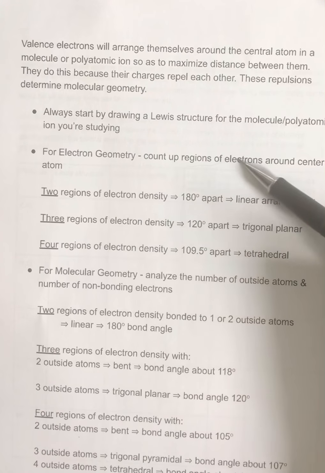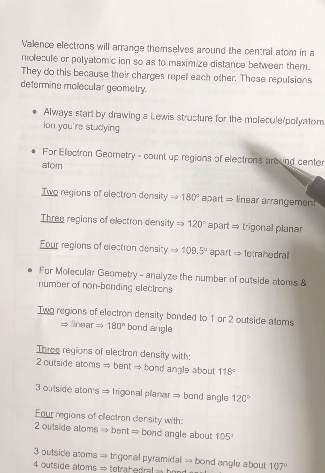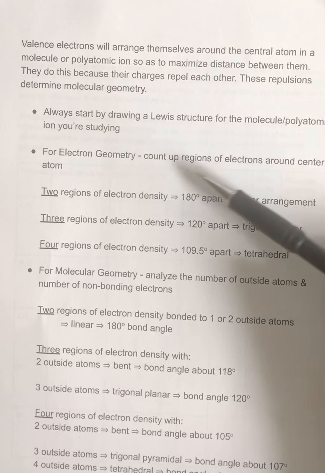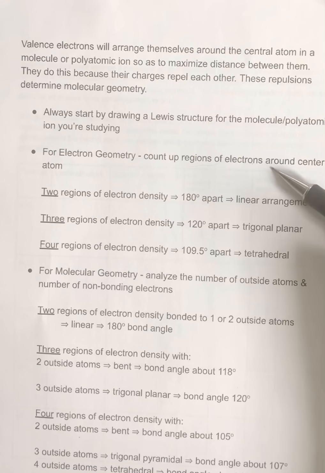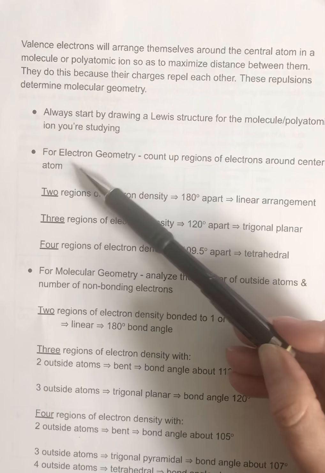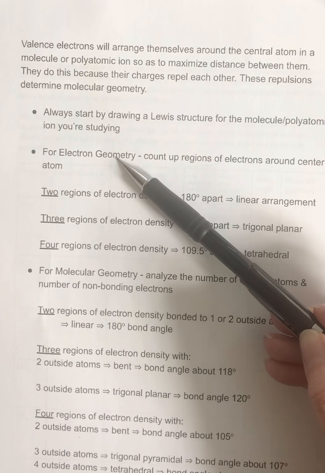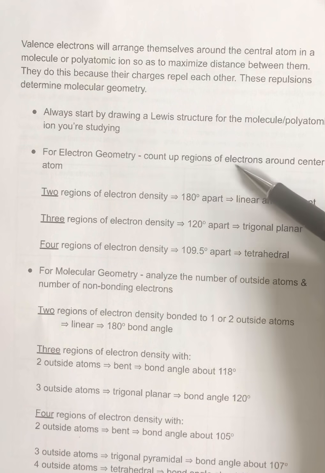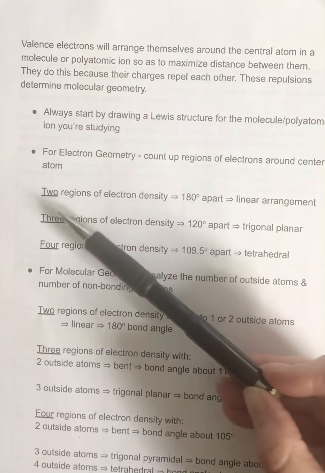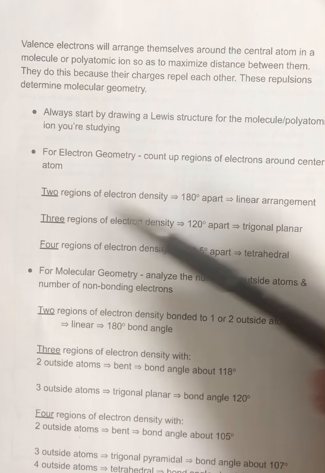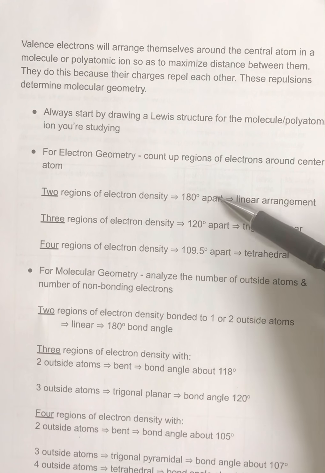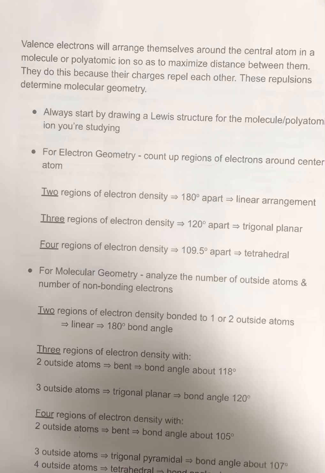Now, a region of electrons could be a single bond, could be a double bond, could be a triple bond, or it could be a pair of non-bonding electrons. So we have to pay attention to those as well. So for the electron geometry, we count up how many regions of electrons are around the center atom. And if there are two, then they arrange themselves 180 degrees apart, and we have a linear arrangement.